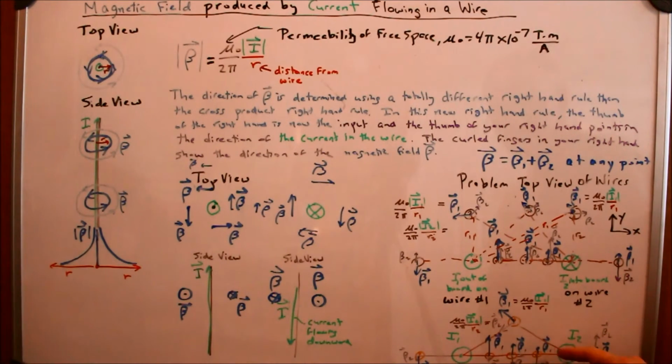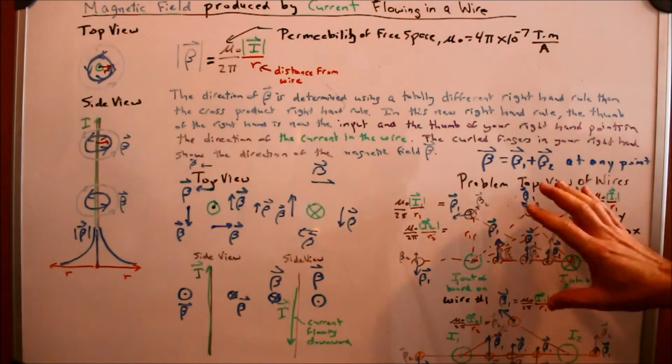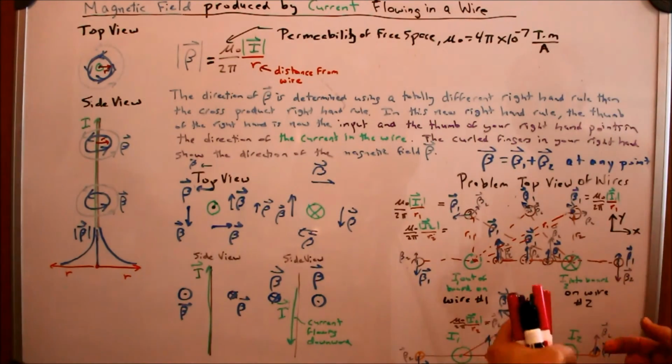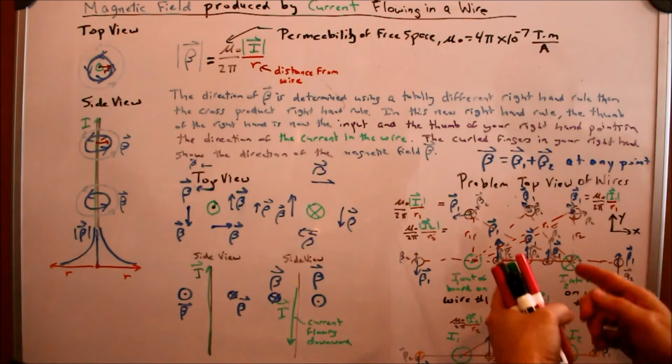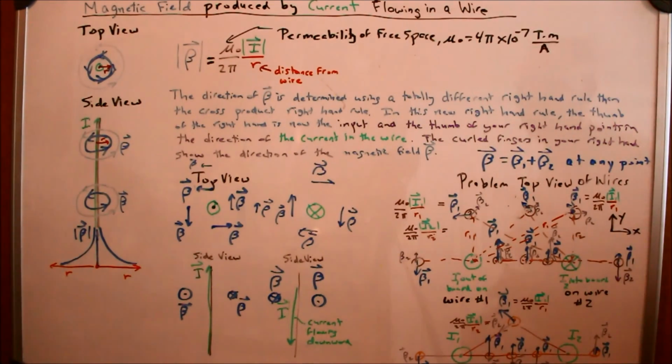And you can see in this case, in the middle the vectors are subtracting from each other, and on the outsides they're adding together, and here are the directions there. So how the problem changes depends on whether the wire currents flow in the same direction or in the opposite direction.